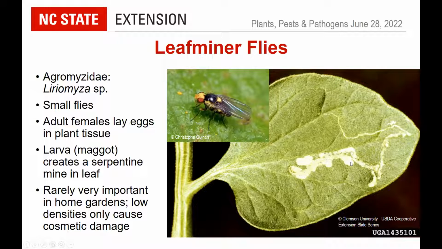In high densities, it can cause leaf drop on the plants, but it's rarely a very important pest in home gardens. Low densities really only cause cosmetic damage. But if you see a lot of these, it may be time to control. I did read that they're very often parasitized by other things, so sometimes if you use broad spectrum pesticides in an area, it can kill the parasites that eat these things.